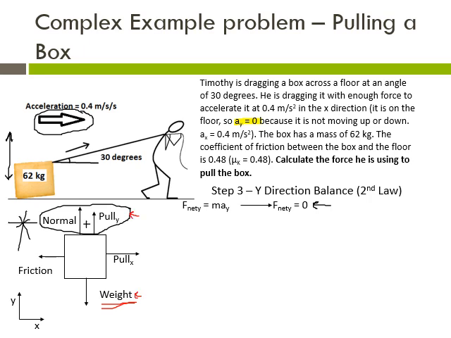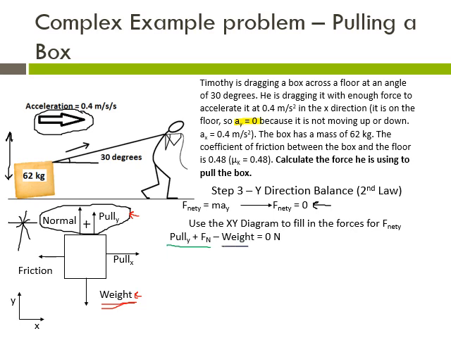So now let's do the numbers. We've kind of thought it through logically. Let's do the math. So use the XY diagram to fill in forces for F net Y. Just like we talked about, our positive forces in the Y direction, we've got pull Y and force normal in the positive direction. We've got weight in the negative direction as shown by the negative sign. We subtract that one because it's negative.